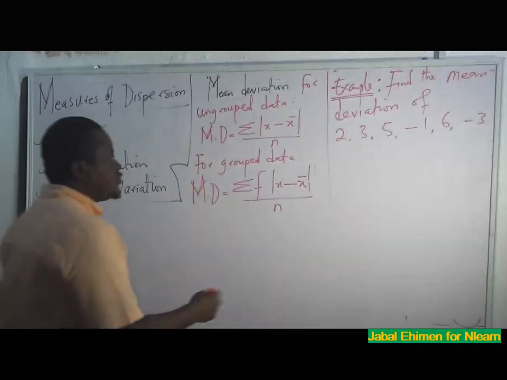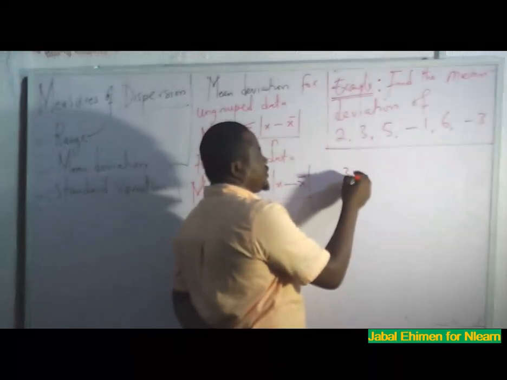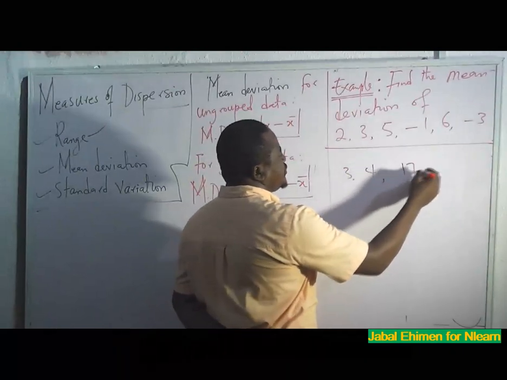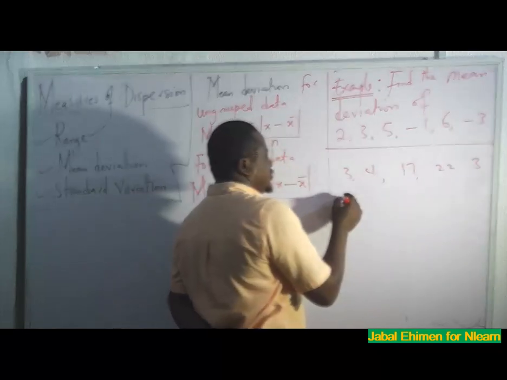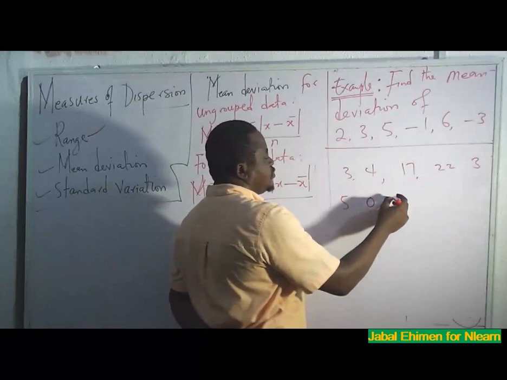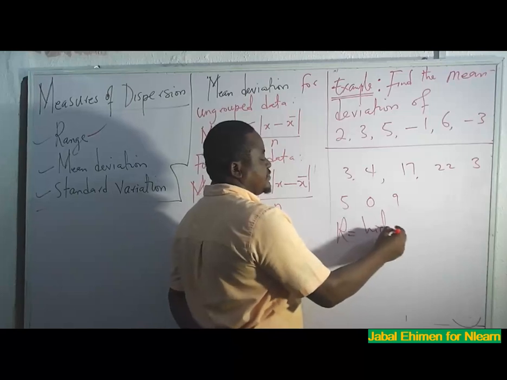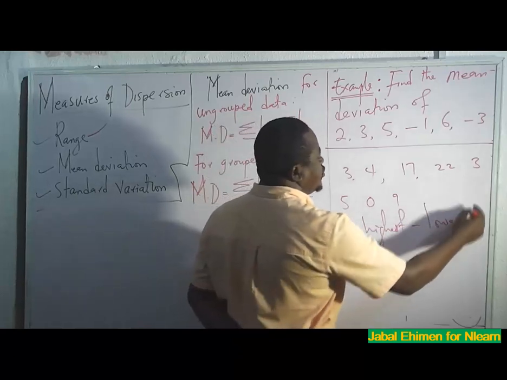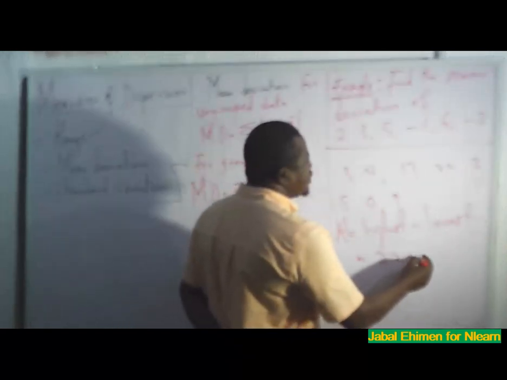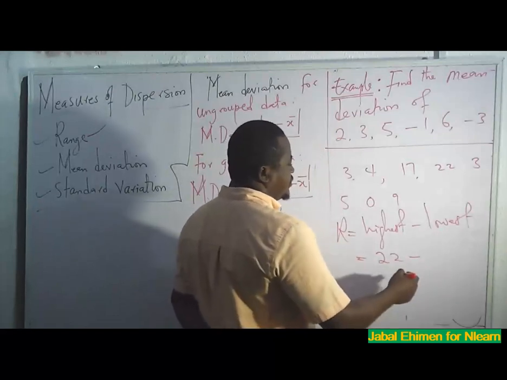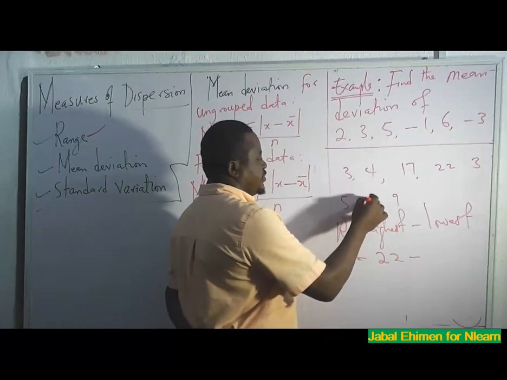If you have values like, maybe, 3, 4, 17, 22, 3, 5, 0, 9. The range is highest minus lowest. So the highest value here is 22, and the lowest value, looking at it, I'll make this 10 for example.